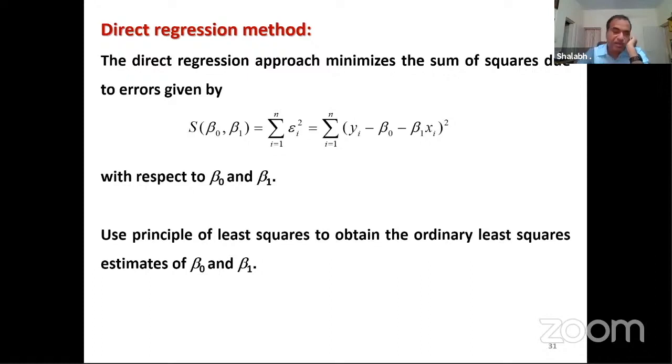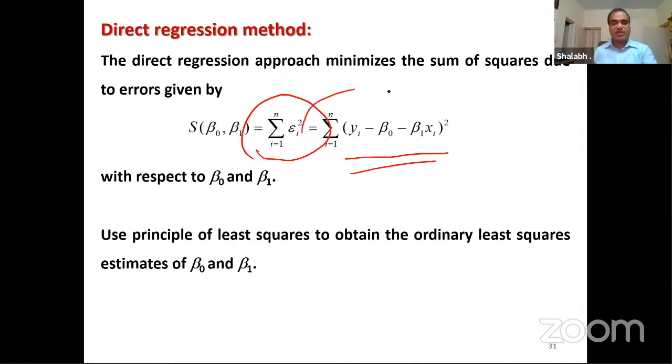So instead of taking the sum of the random errors, we take the sum of squares of these random errors. The sum of squares of the random errors will come out like this: summation epsilon_i squared, where we replace epsilon_i by y_i minus beta 0 minus beta 1 x_i. Now my problem is very simple: I want to find the values of beta 0 and beta 1 so that this function, summation epsilon_i squared, or f(beta 0, beta 1), is as minimum as possible.